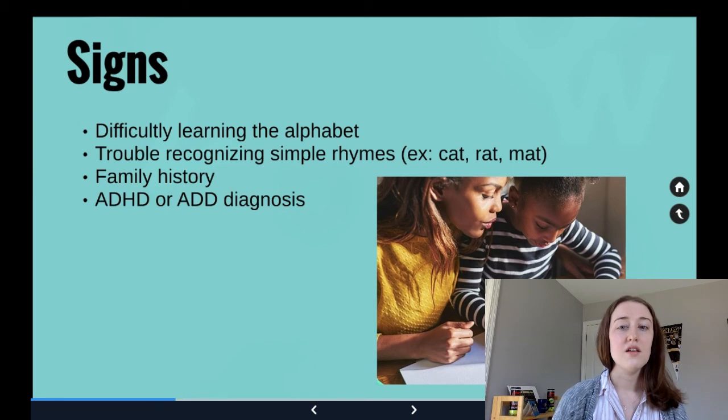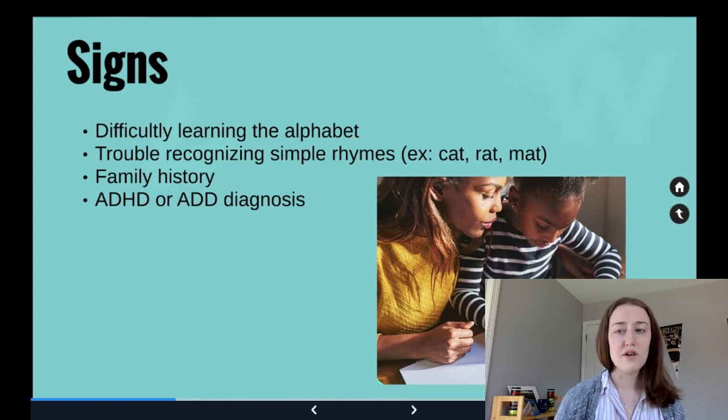And then there's also some signs to look out for in older kids too, which would include the ADHD or ADD diagnosis. If a child has either of those disabilities as well, then they are also more likely to have dyslexia.